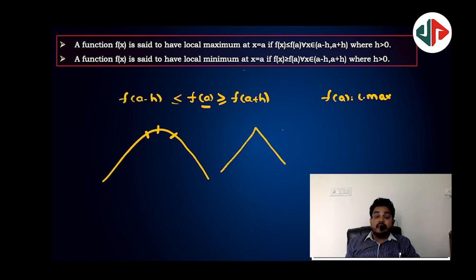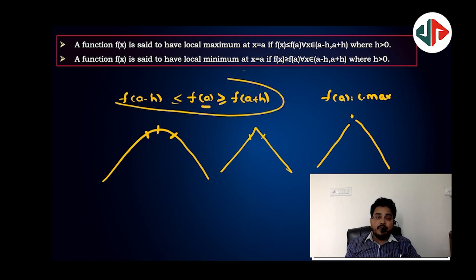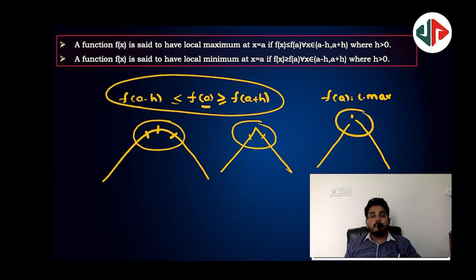Look here. This function is continuous and differentiable, and this function is not differentiable, but still okay. And you have a function like this. So in all these cases, this possibility is there. In all the possibilities, this value is local maximum. See, generally what happened, function is continuous and differentiable. Function is continuous, function is neither continuous nor differentiable.